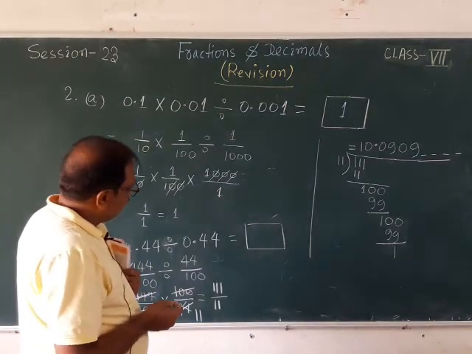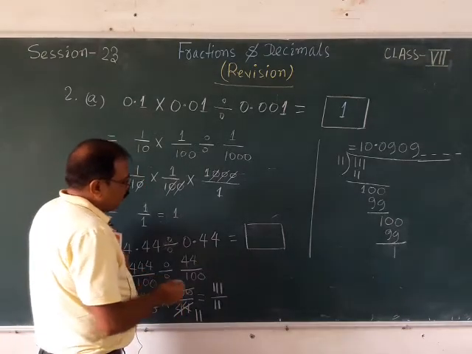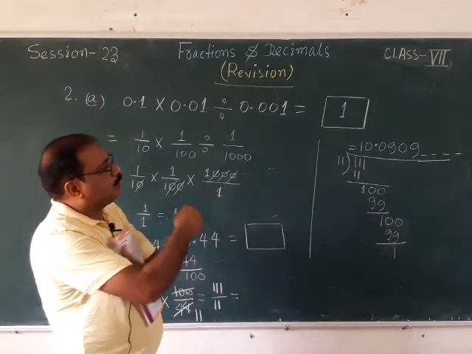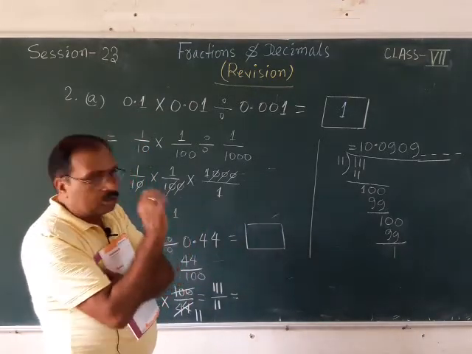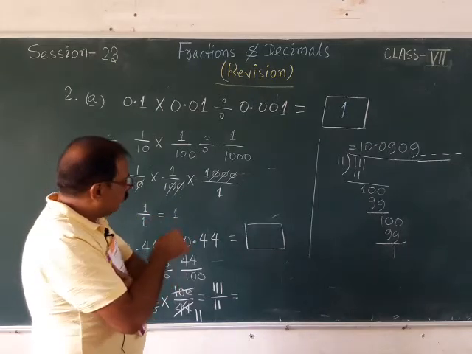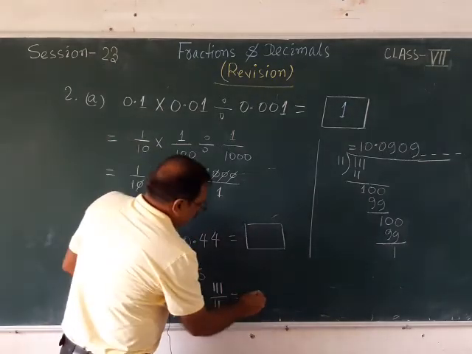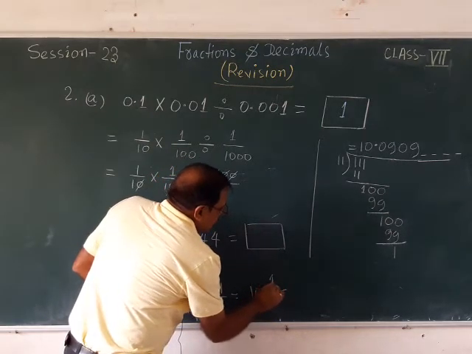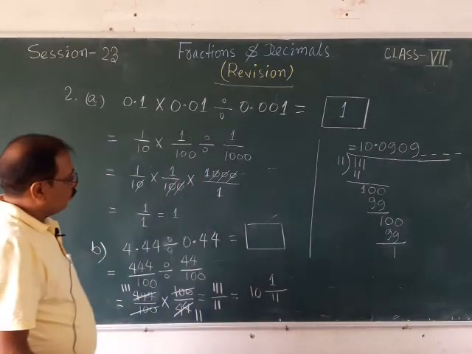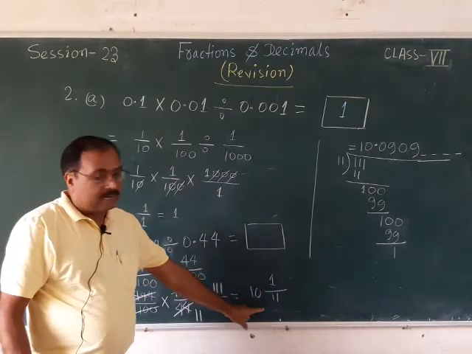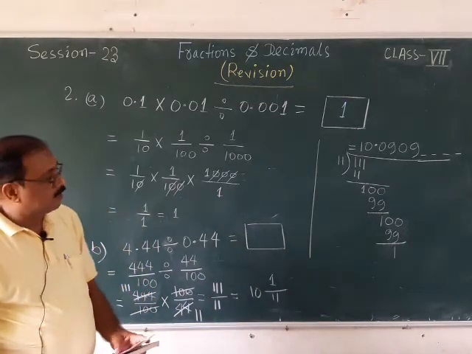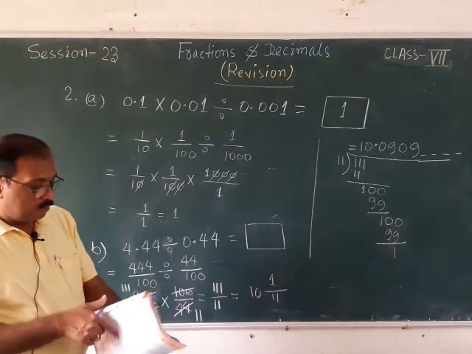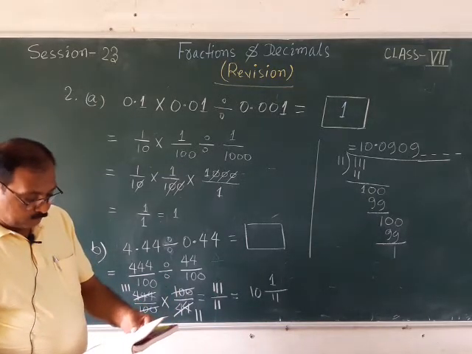And if you want to write it as a mixed fraction, then what should your answer be? In decimal form, you can write 10.0909 and dot dot dot. Or if you want to write it as a fraction, you will write 10 whole and 1 by 11. So here the answer can be written in both forms, either in decimal form or as a fraction. Okay, so like this you can do it.